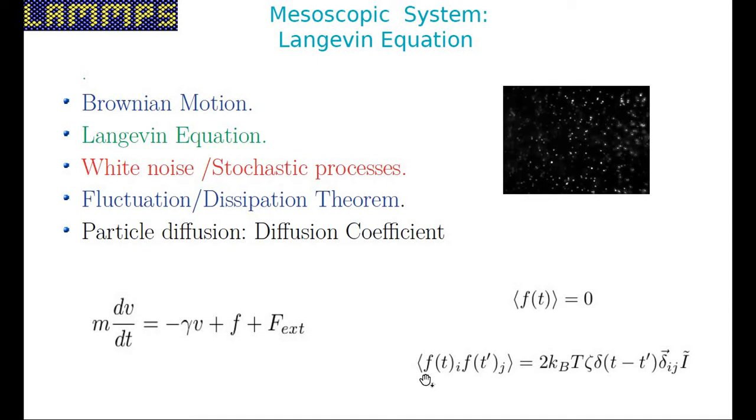In fact, this variance relates the fluctuation of the forces to the dissipation in the system. So the dissipation of the system is described by considering the temperature and the friction coefficient of the medium. The Langevin equation is capable of describing particle diffusion. We can calculate the diffusion coefficient from this approach.